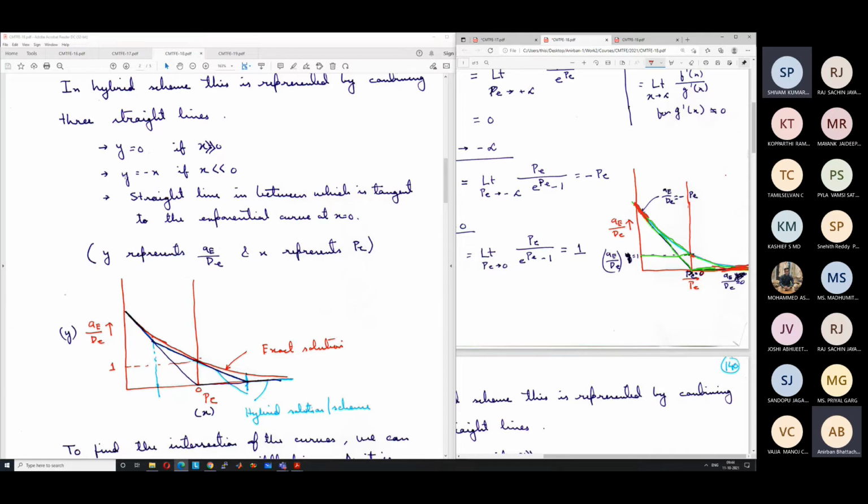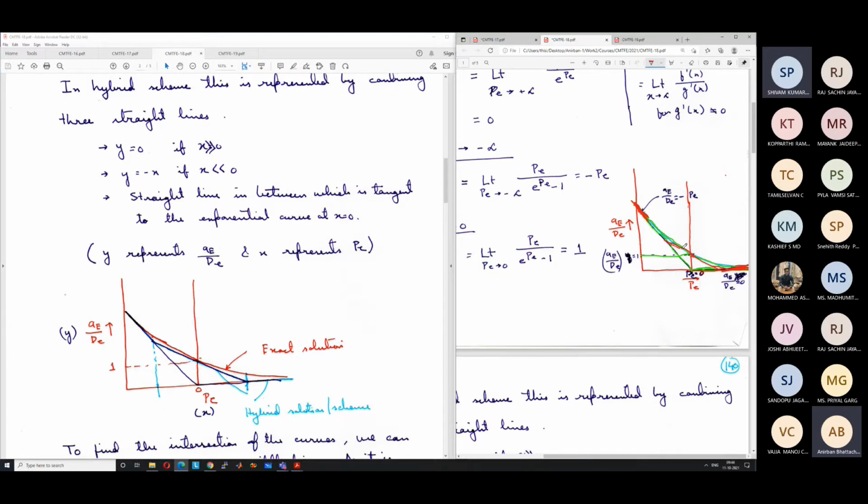Y is equal to minus x at x much less than 0. So if the Peclet number is very much less than 0, this is the straight line, which is drawn here. And in between, we will fit another straight line which goes through the point 1 at x equal to 0, so y is equal to 1 at x equal to 0. To make it a better approximation, we will make the slope of the line such that this line is tangent to the curve. So we'll fit a line like this.